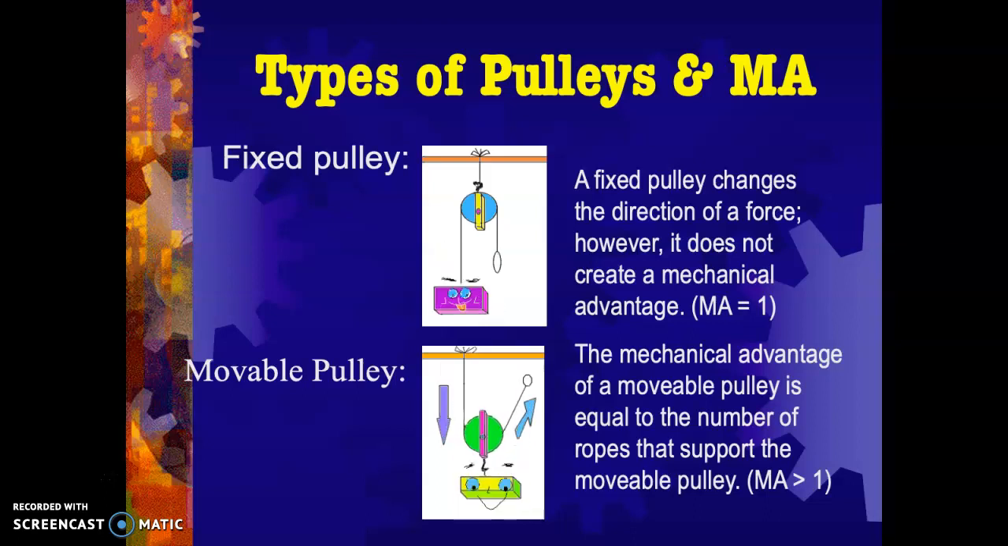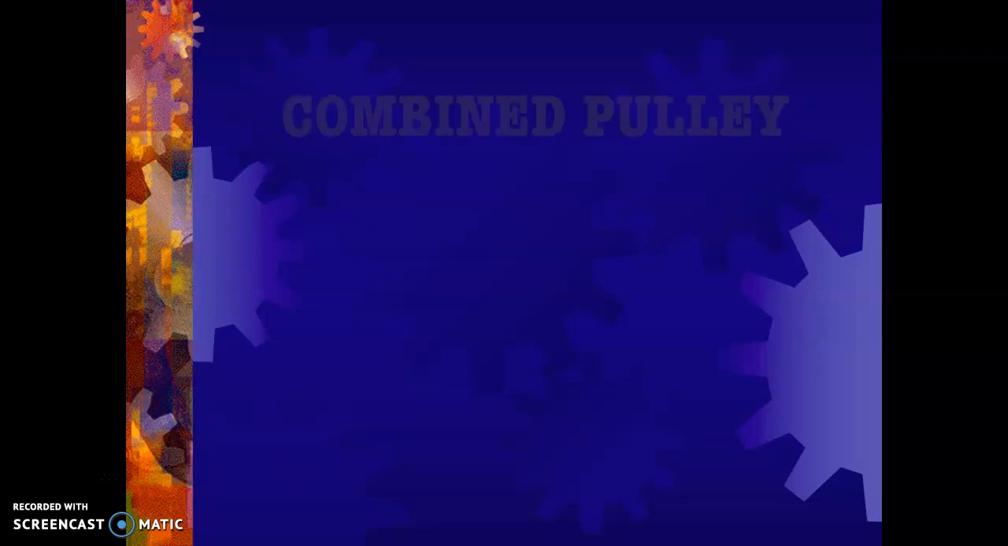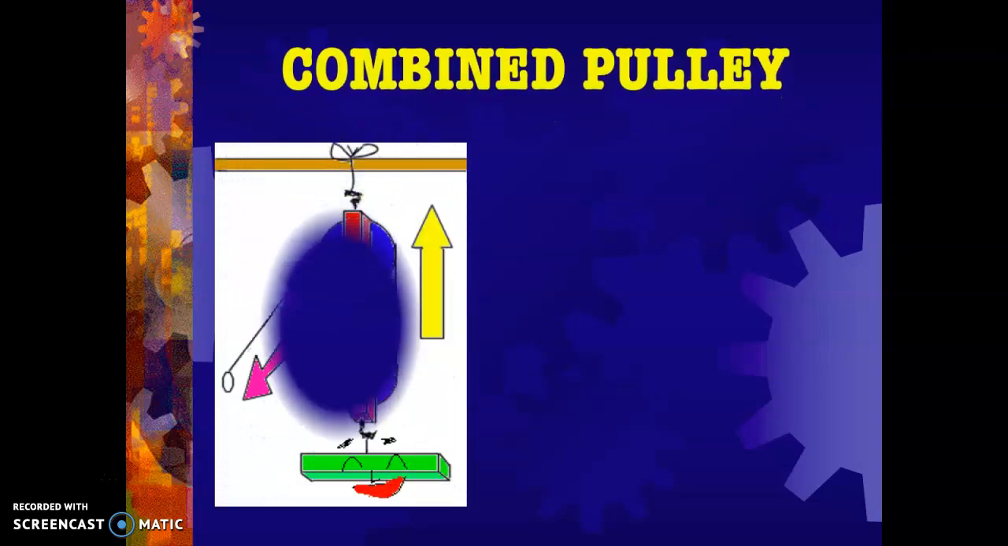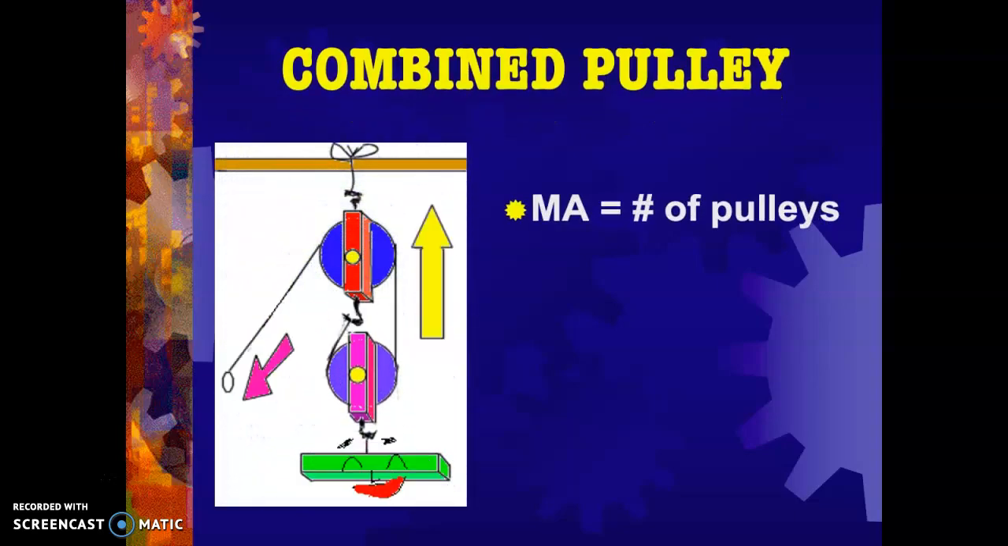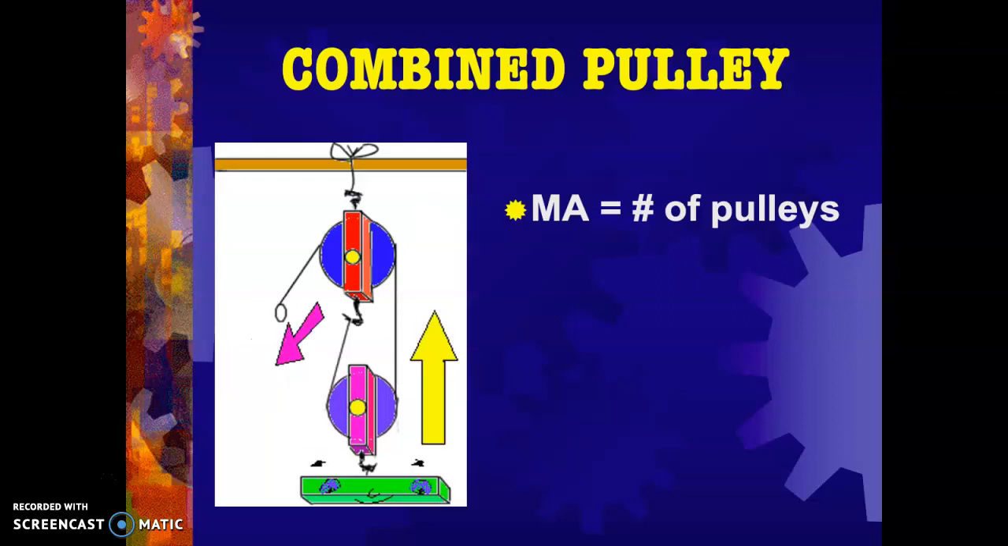And finally, our third type of pulley system is what we call a combined pulley. Many people call this a block and tackle. Okay, and in a combined pulley, usually you will have 1 fixed pulley and a series of movable pulleys. That can either be 1 movable pulley, 2, 3, and so on.